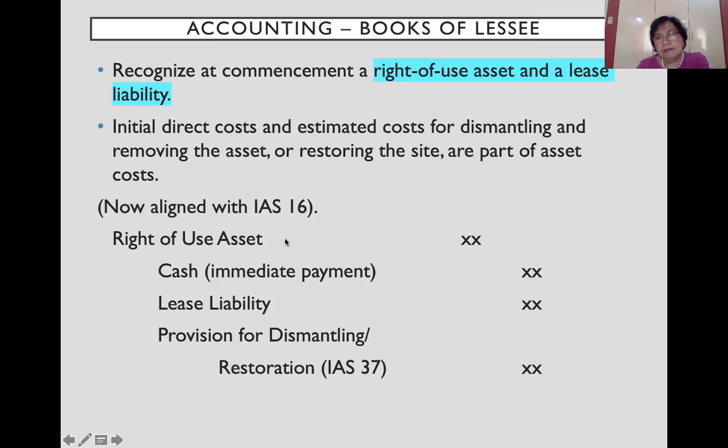Therefore, at the commencement, this is our pro forma entry. Debit the right of use asset, debit cash for any immediate payment, credit lease liability at the present value of future periodic payments, and to capitalize the estimated cost of dismantling, credit provision for dismantling. Again, this has to be discounted using an implicit interest rate.